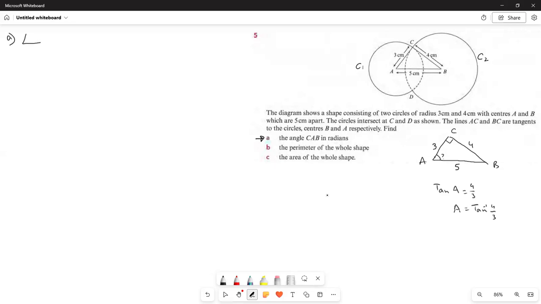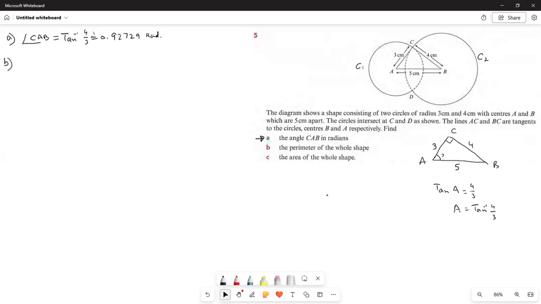Angle CAB is equal to tangent inverse 4 by 3. And if I calculate this angle, it is going to be 0.927929 radians, right? Okay, now let's do part B.